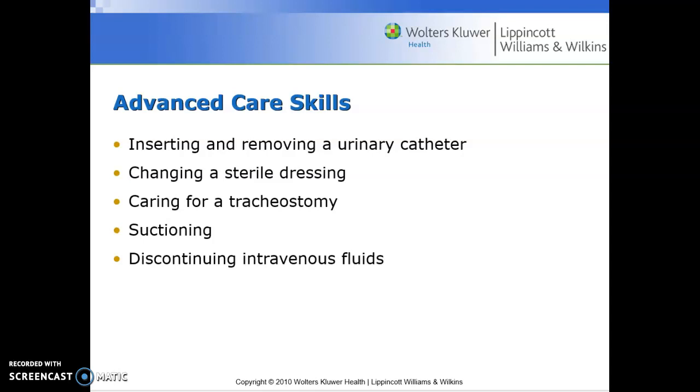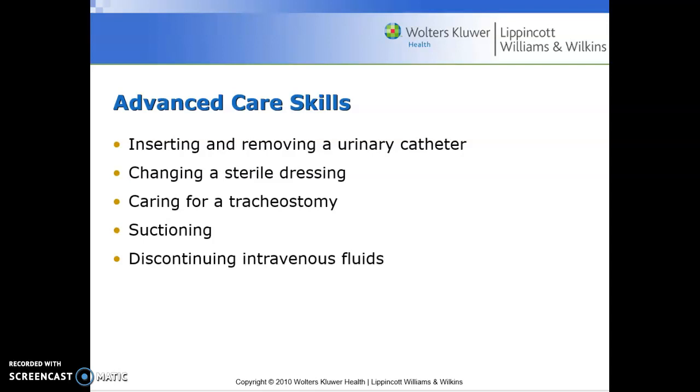Changing a sterile dressing, again, we don't want any microbes to hit that area, so it's a sterile procedure. So sterile procedures are advanced. Caring for a tracheostomy, this again is a sterile procedure. So this is an advanced care skill.